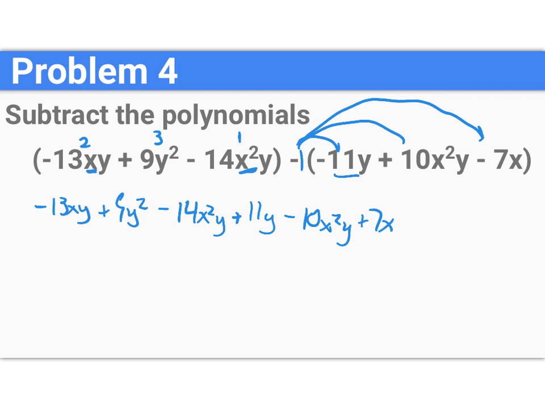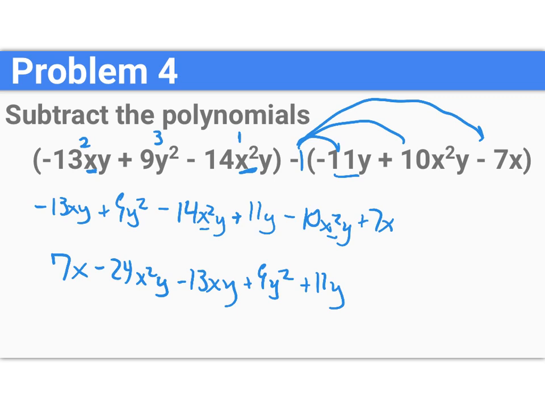So we need no x squared terms. So your x squared y's, so that's x squared times y. If I was writing this, I would write 7x. Then I would do x squared y because they're different terms. Minus 24x squared y minus 13xy plus 9y squared plus 11y.